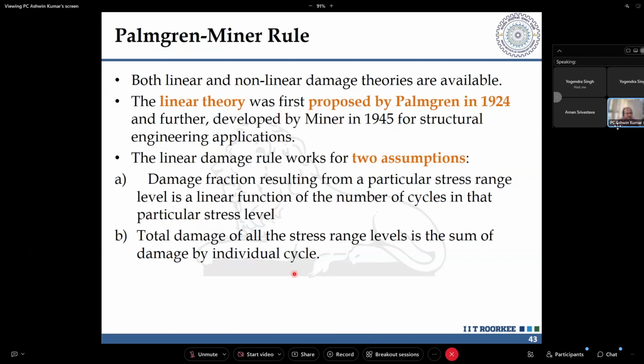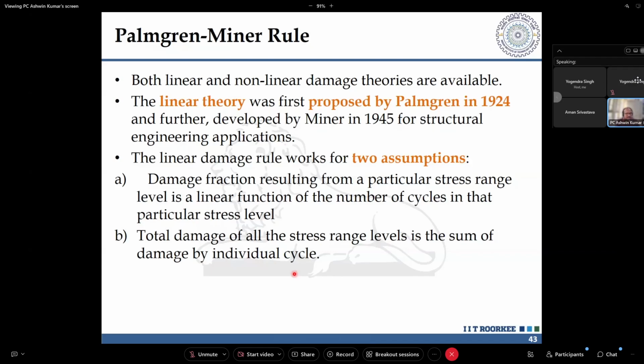Our code says 5 into 10 power 6 is for constant amplitude loading. It does not consider variable amplitude loading. But beyond 5 into 10 power 6 and below 10 power 8, there is a range where variable stress can create certain problems for the material under which the fatigue is being assessed. So Palmgren Miner came up with this particular rule for assessing the fatigue strength under variable amplitude loading.